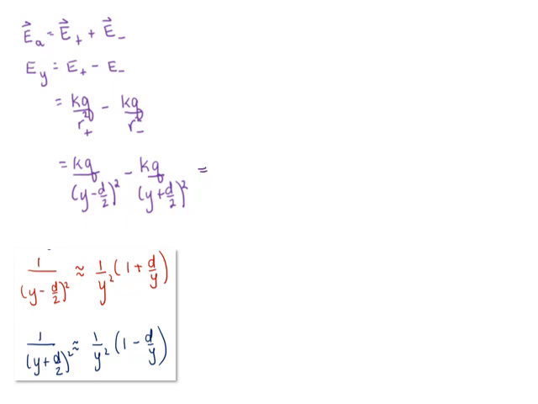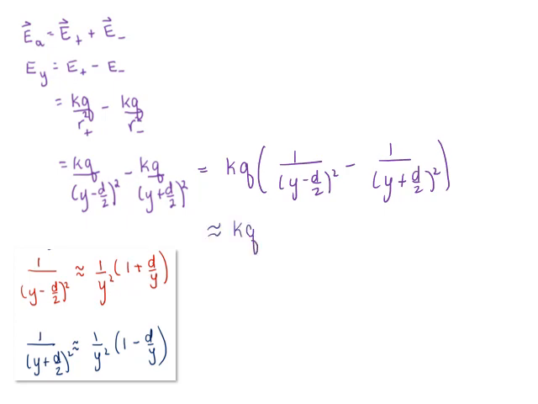So now we'll fill in what we just found. Our electric field is going to be K times Q outside of 1 over (y minus d over 2) squared minus 1 over (y plus d over 2) squared. Just take my K and Q outside. That's approximately equal to KQ outside of 1 over y squared times (1 plus d over y), subtract 1 over y squared times (1 minus d over y).